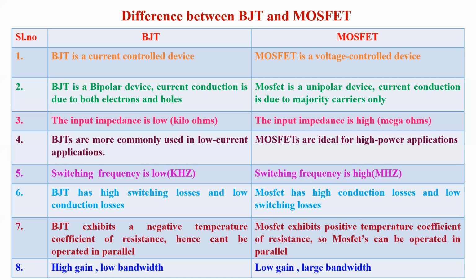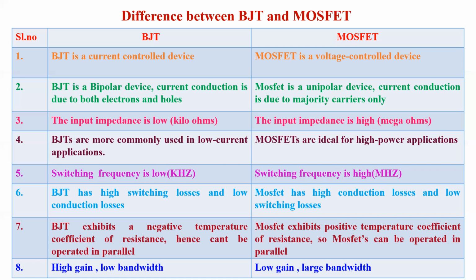And the other important difference when it comes to the applications is the input impedance. So for BJT, input impedance is low, whereas for MOSFET, the input impedance is very high. And BJTs are commonly used in low current applications, and MOSFETs are ideal for high power applications. So basically, BJTs are commonly used in low current applications and MOSFETs in high power applications.